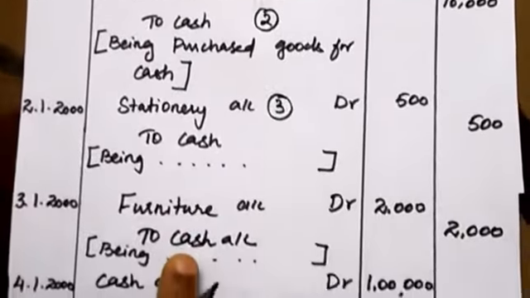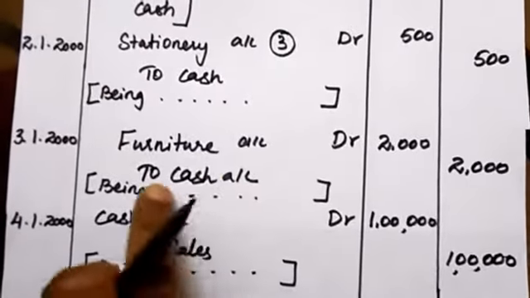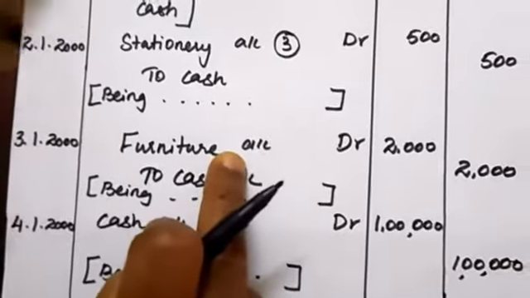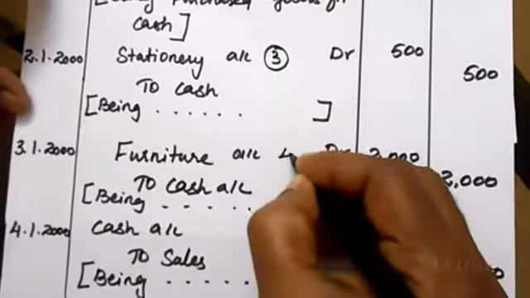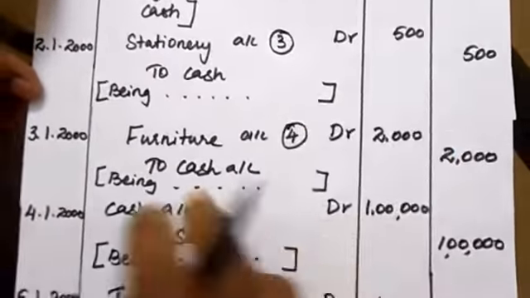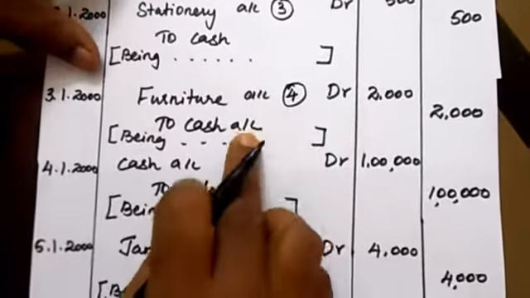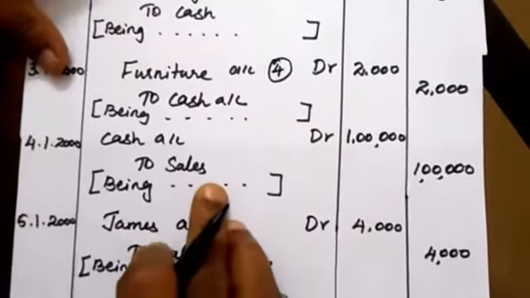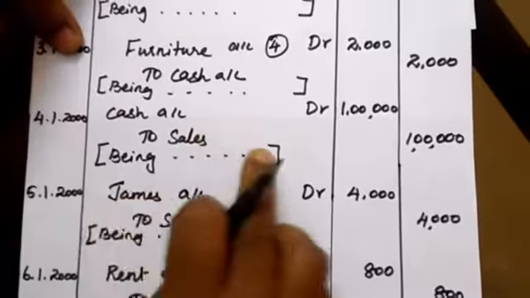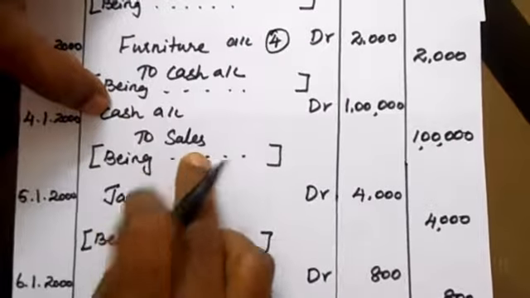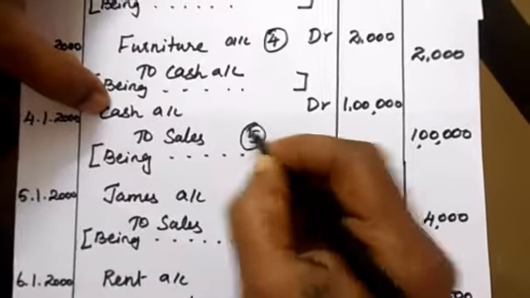And come to the third transaction, furniture account debtor to cash. We didn't have any furniture account, so you need to open furniture account. And then cash. Cash is already there. Again you need not open. Then next entry, cash account debtor to sales. Cash is already there. Sales is a new book.